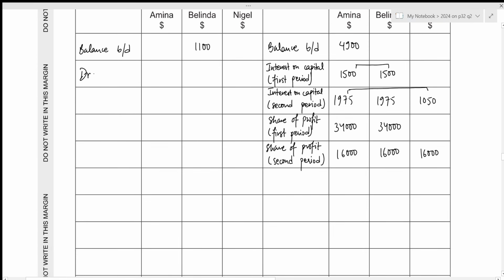So drawings on the debit side, that will be 38,500, then 47,100 and 18,200. We have calculated everything. Now we just need to calculate our closing balance, and we need to check which side is heavier. For Nigel, debit side is higher, whereas for Amina and Belinda, credit sides are higher. So for Amina and Belinda, the closing balance, balance c/d, will be on the debit side, whereas for Nigel, the closing balance will be on the credit side.